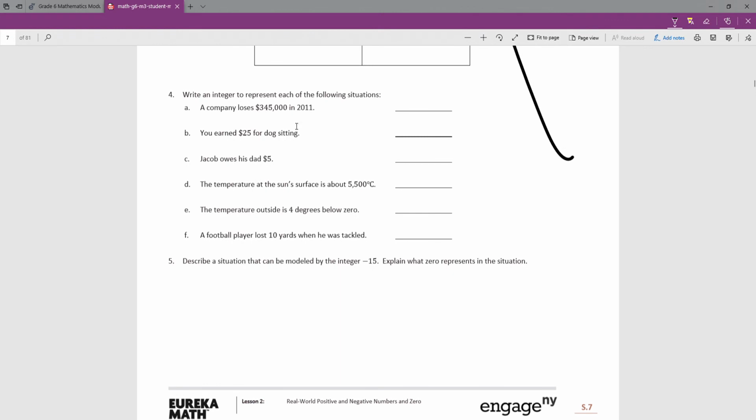Okay, write an integer representing each of the following situations. A company loses $3,400, $500 in 2011. This is plus. You earned 25 for dog sitting. No, equals that. Cross out the thing there. Then we have positive 0 for this.